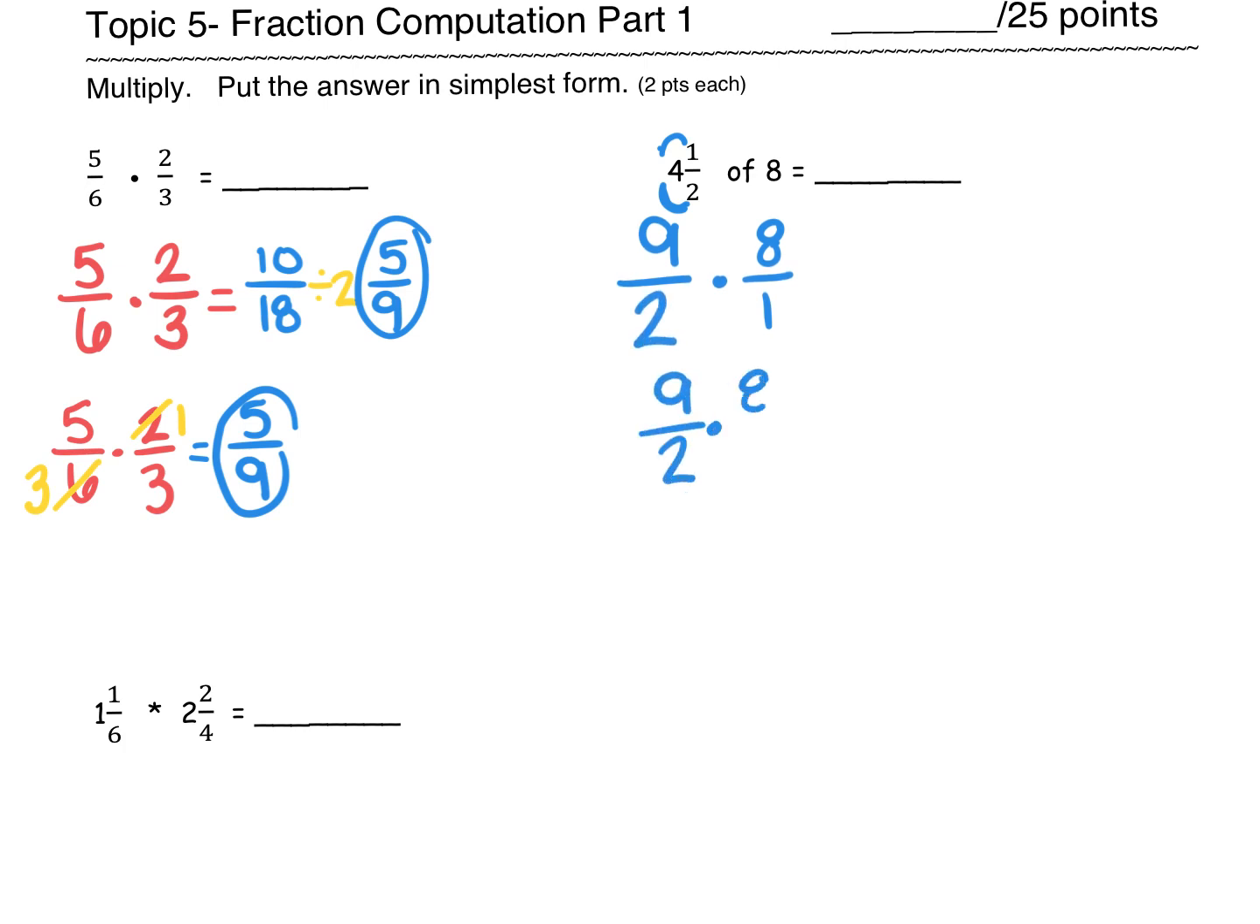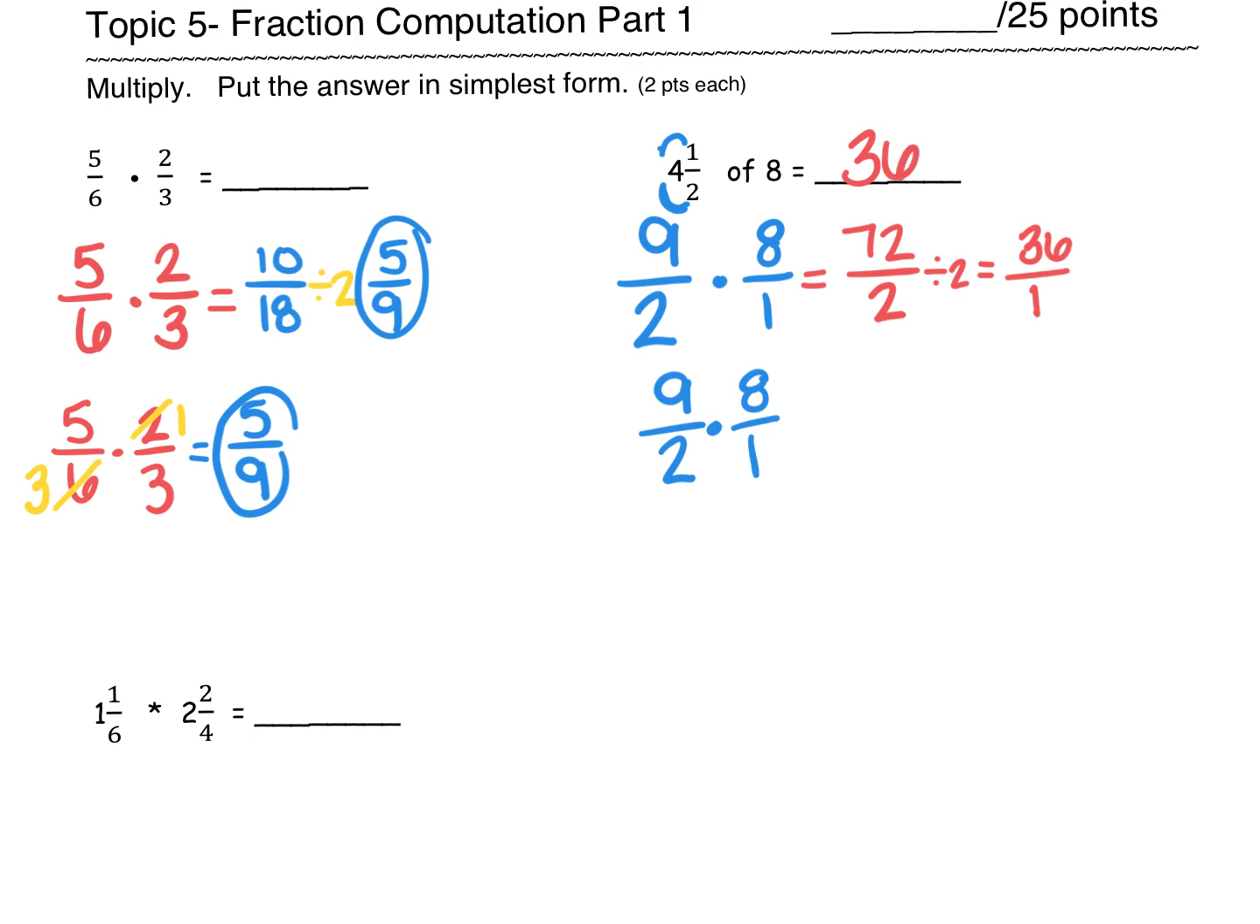So same thing, you can either multiply straight across or simplify on your diagonal or up and down. So if we multiply straight across, 8 times 7 is 72. 2 times 1 is 2. We can divide both of those by 2, so 72 divided by 2 is 36. 2 divided by 2 is 1.